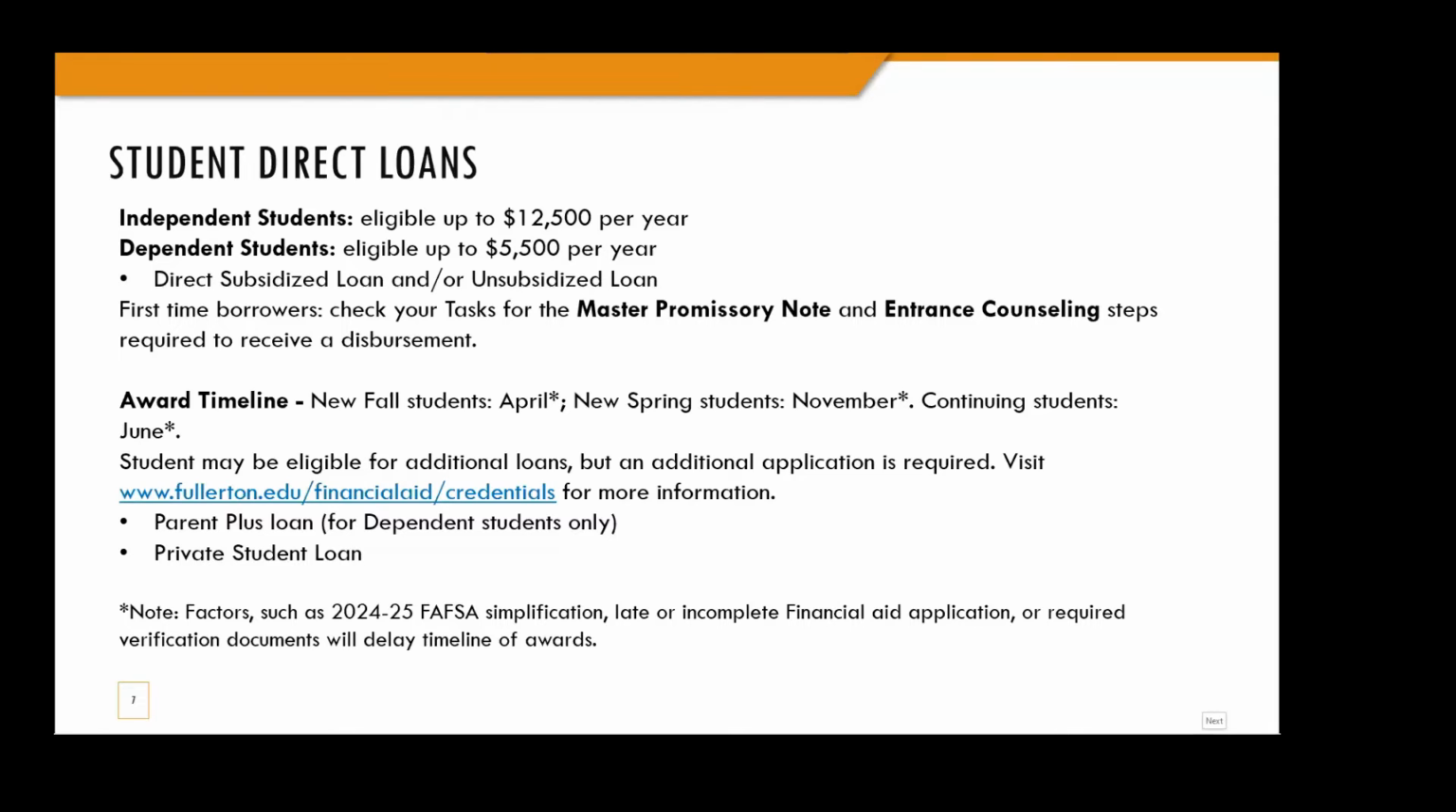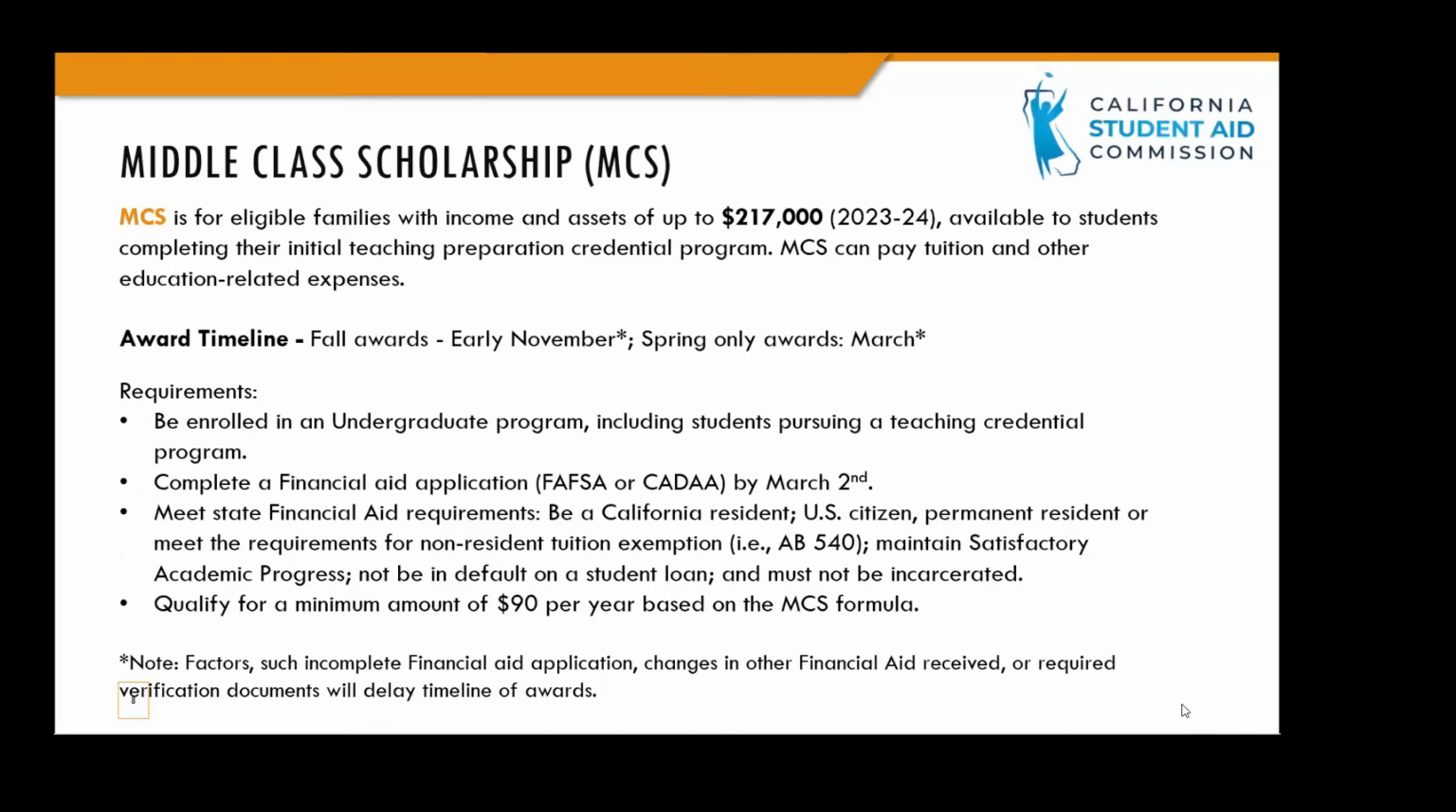Okay, so now that I reviewed the state university grant and the direct loans, I'm going to talk about the next thing that's available, the Middle Class Scholarship. And then I'm going to talk about the specific programs that will require an additional application. The Middle Class Scholarship is a newly expanded program that is available to our teaching credential students as well. It was expanded for the 22-23 academic year, and it's available to families with income and assets of up to $217,000 for this current year.